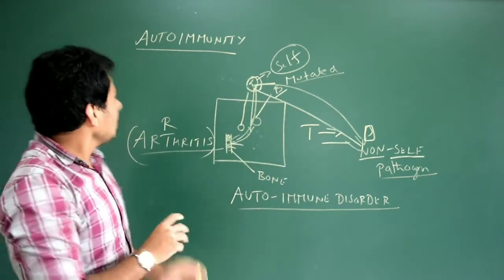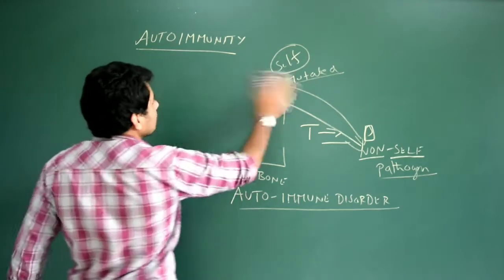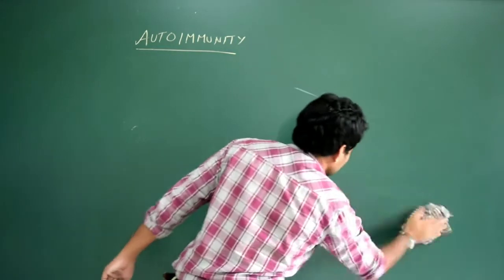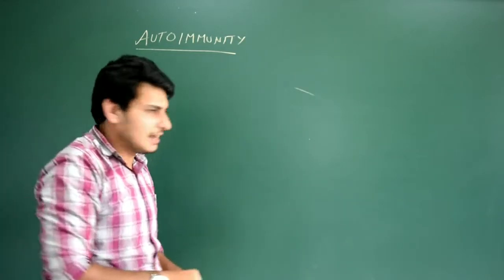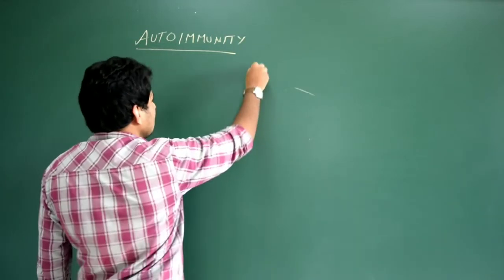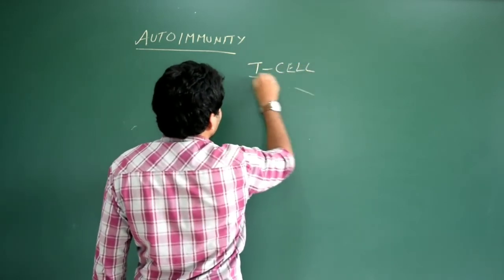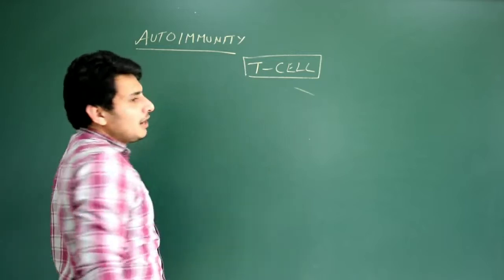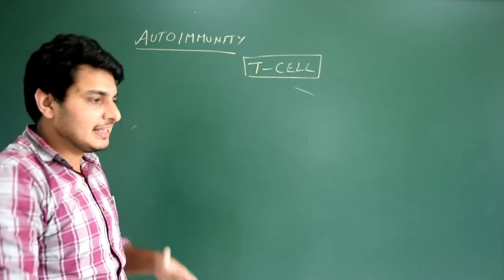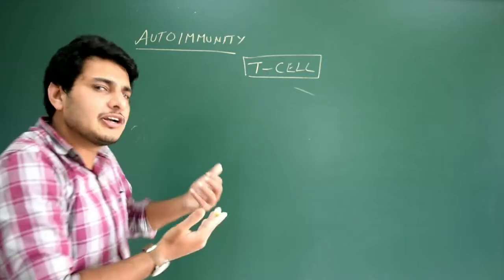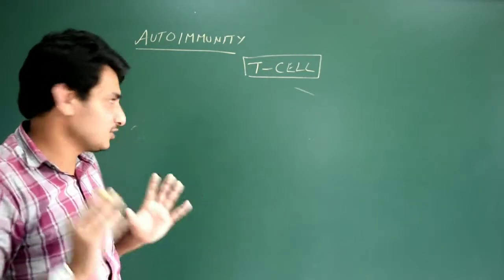Now let me tell you about the different types of T cells. Mainly T lymphocytes normally originate from the bone marrow and they migrate to the thymus, hence they are called T, for thymus. Then they get differentiated there, then they enter into our bloodstream and they will be flowing here and there within our bloodstream.